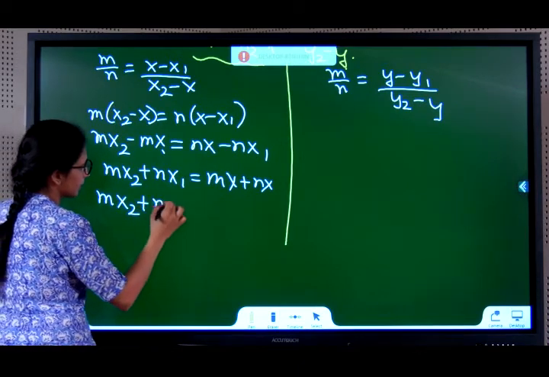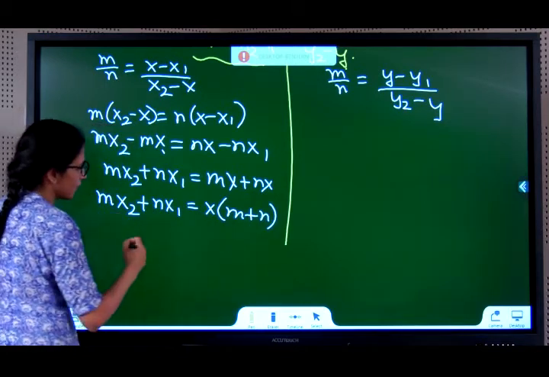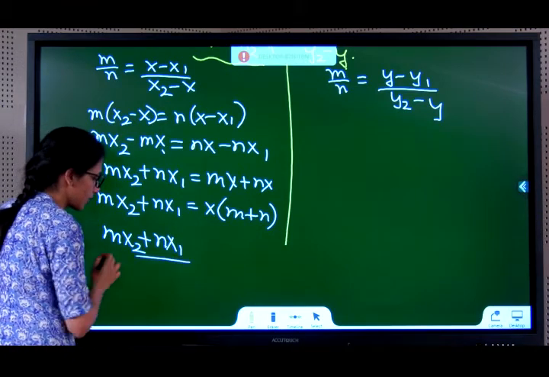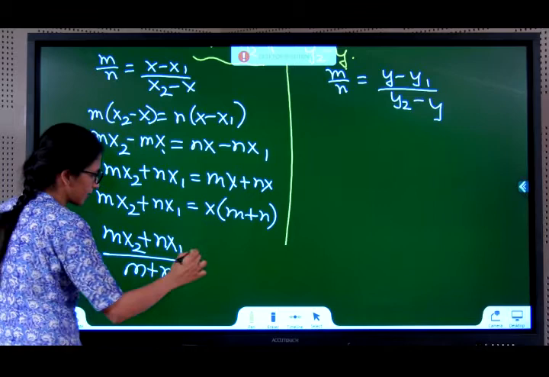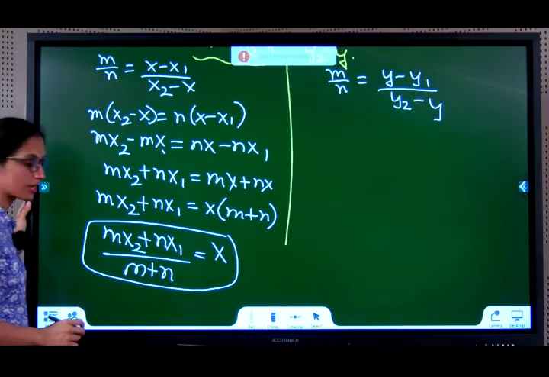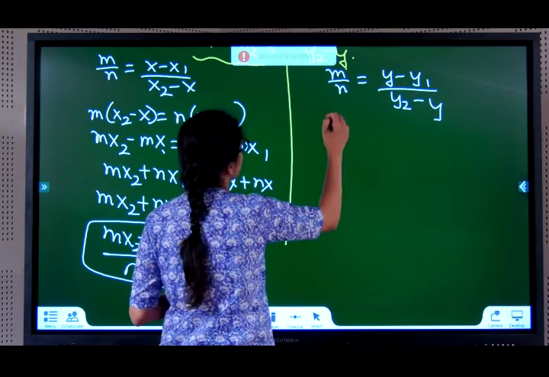Mx2 plus Nx1, there is X common here, take it out, M plus N. If M plus N comes down, Mx2 plus Nx1 by M plus N will give us X. This is your section formula for X coordinate. So I'll explain what that means. First we'll just solve this.